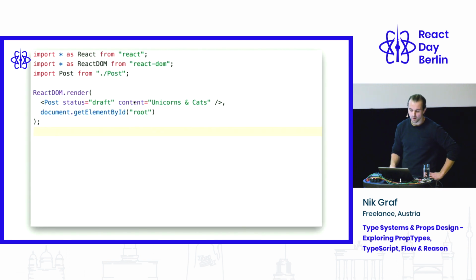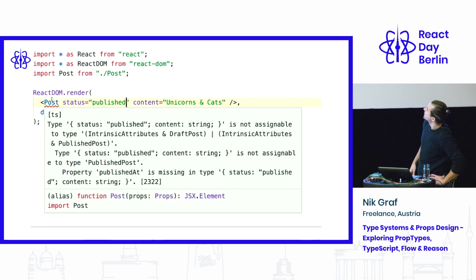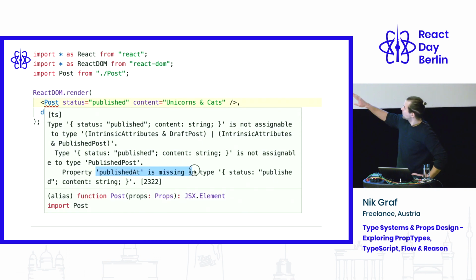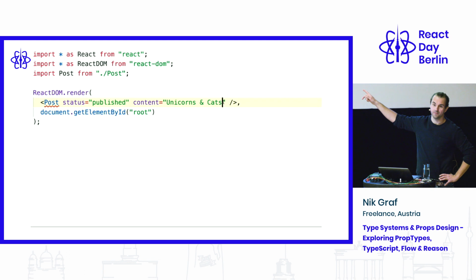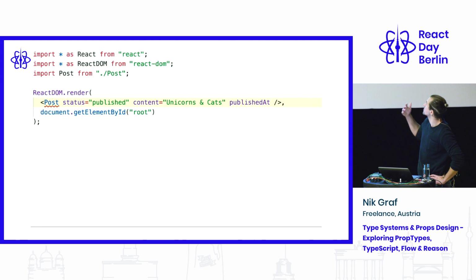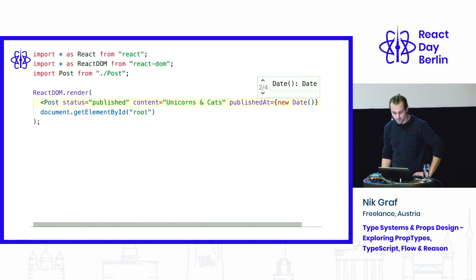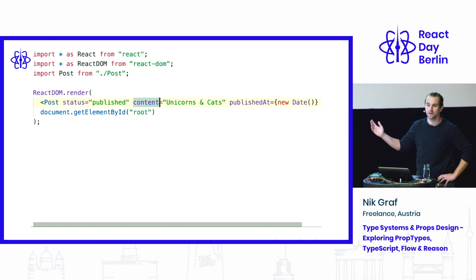So what does this mean for usage? Here we have a post with status draft. We pass in the content. Perfect. Let's change it to published. TypeScript will tell us, okay, cool, all good, but publishedAt is missing. You cannot use it, there's an error. So you have to add publishedAt, you create a new date. So far so good, and suddenly everything is green again.